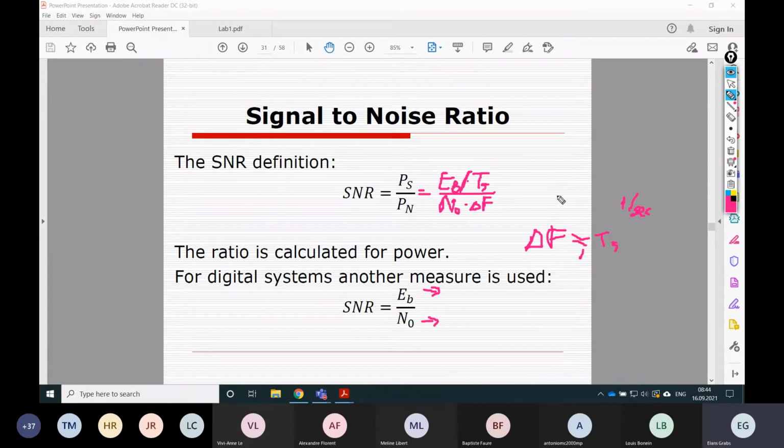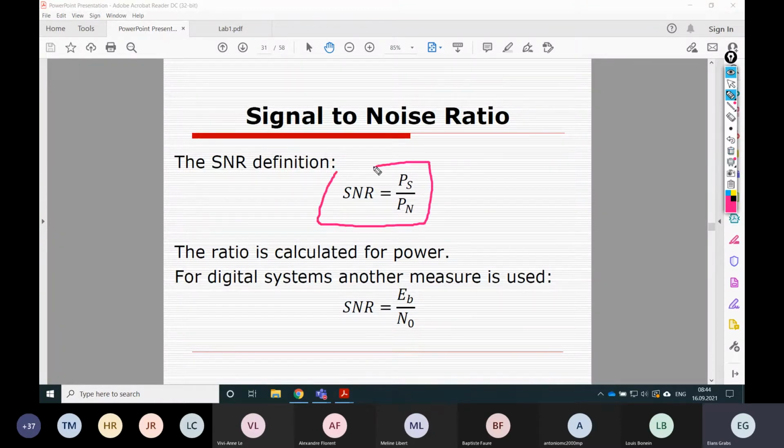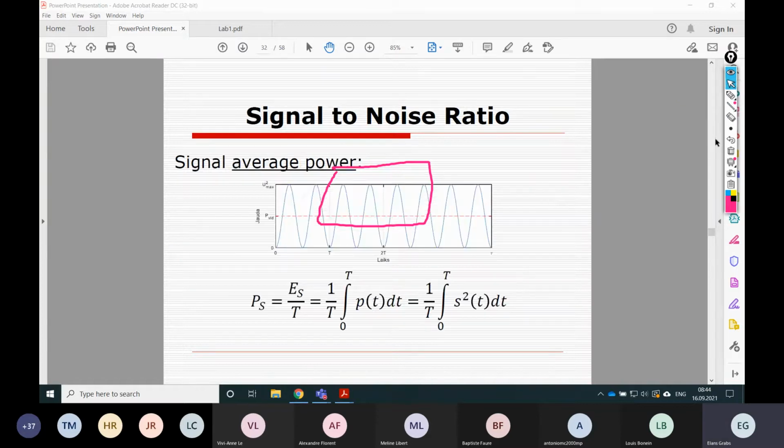But let's not talk about it right now. Let us just stick to this simpler definition, like power of the signal and power of the noise. So power of the signal can be calculated according to formulas.